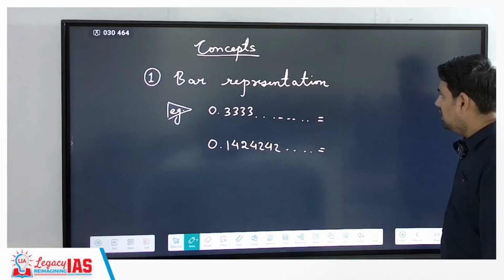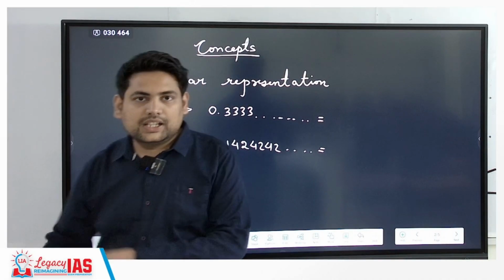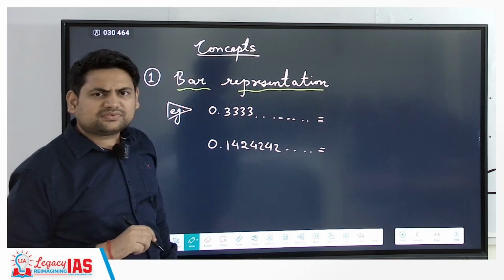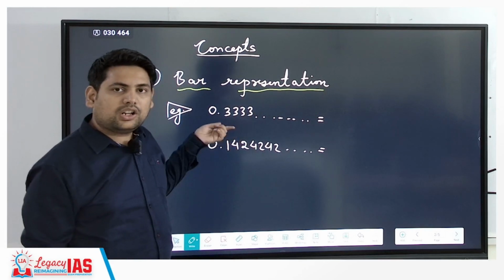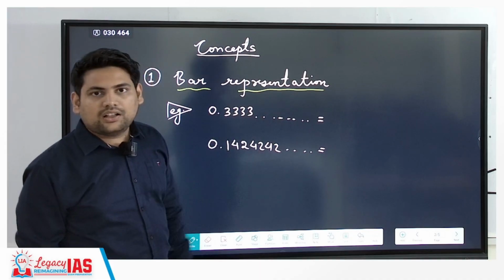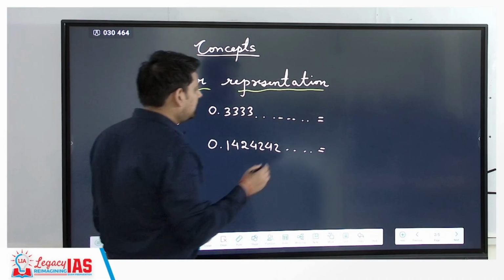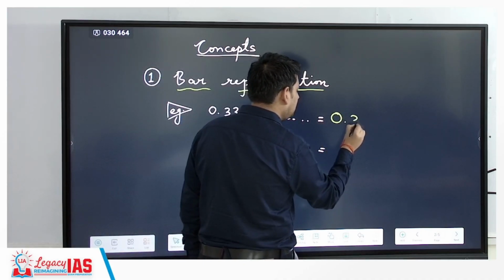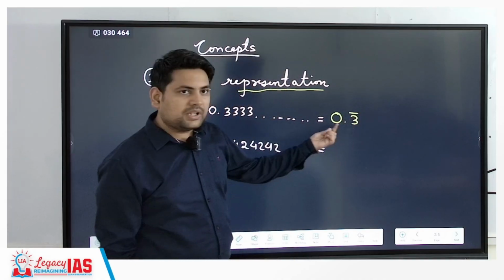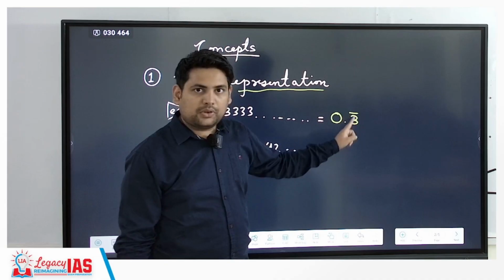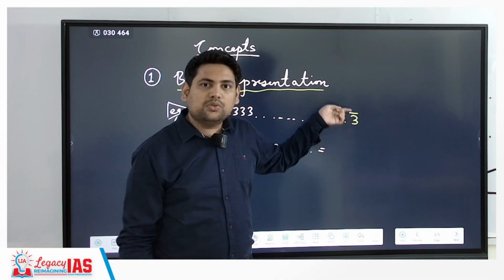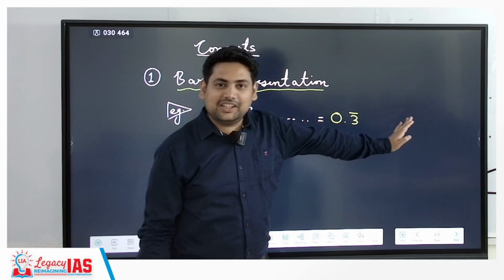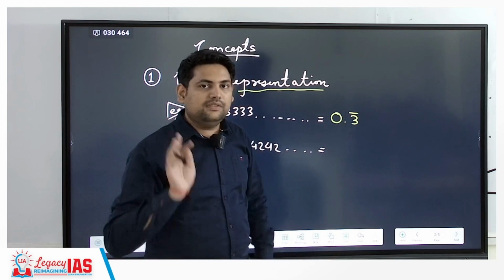Now, the first concept that you need to understand is something called bar representation. Whenever any number or group of numbers gets repeated after the decimal, how we can write it is, instead of 0.33333, we can write 0.3 bar, because which number is getting repeated? 3. So you write 0.3 bar. That means anything you add bar to, bar in Hindi, you just write 333 multiple times or infinite times.